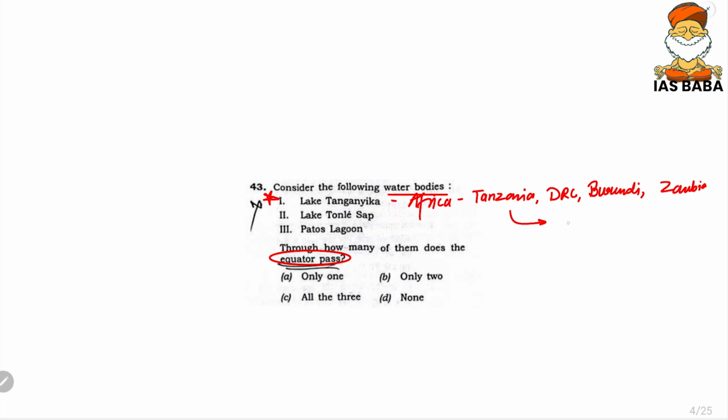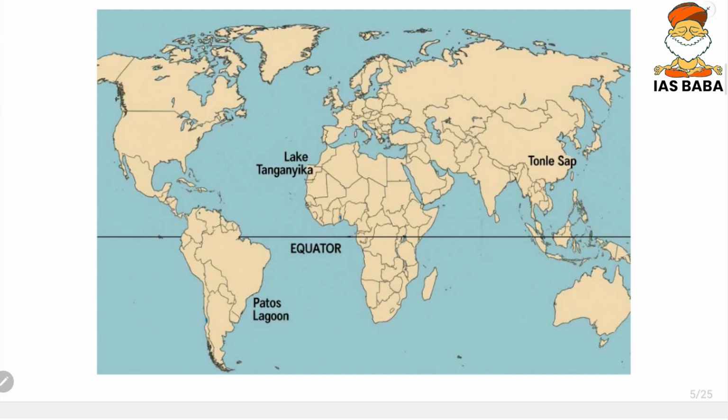But when I talk about its latitude, it ranges between 3 to 8 degrees south latitude. So basically the equator, 0 degree latitude, does not pass through this. So the first one is wrong. Second one, Lake Tonle Sap. This is basically in Cambodia, and it is relatively far away, as you can see in this map.